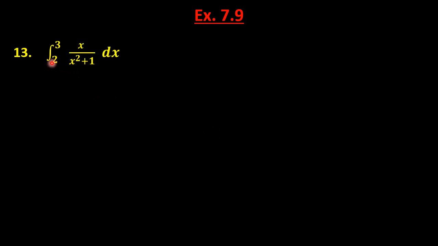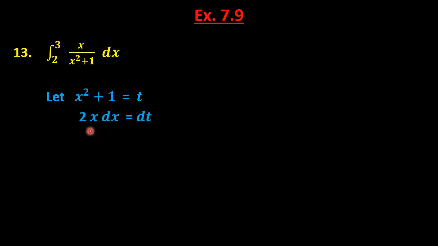So the lower limit here is 2, the upper limit is 3, and our f(x) or the function is x by x square plus 1. Now here the function x by x square plus 1 cannot be integrated directly, so we need to modify the function. In order to modify the function, we replace the denominator, that is x square plus 1, by t. Then we differentiate both sides.